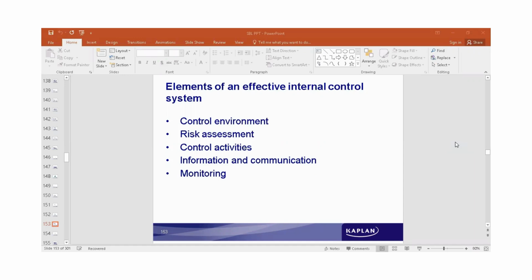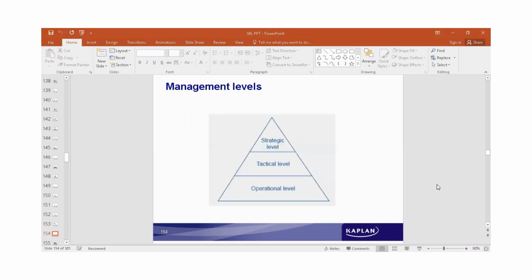Then we see that all information that is required to understand the risk aspects has to be gathered and also communicated to the people in the organization. As things are implemented, there should be continuous monitoring. The 3 levels of management also I did explain to you.